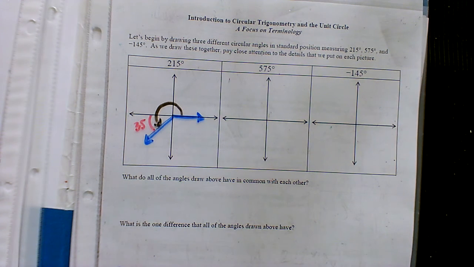So coterminal angles, they all are in relationship pictorially, graphically, they all land in the same spot, but numerically, they all have some type of difference of 360 or multiple of 360. It depends on how many rotations you want to do in order to land in the same spot. So we're going to keep that in mind today as we pick up on the next page.